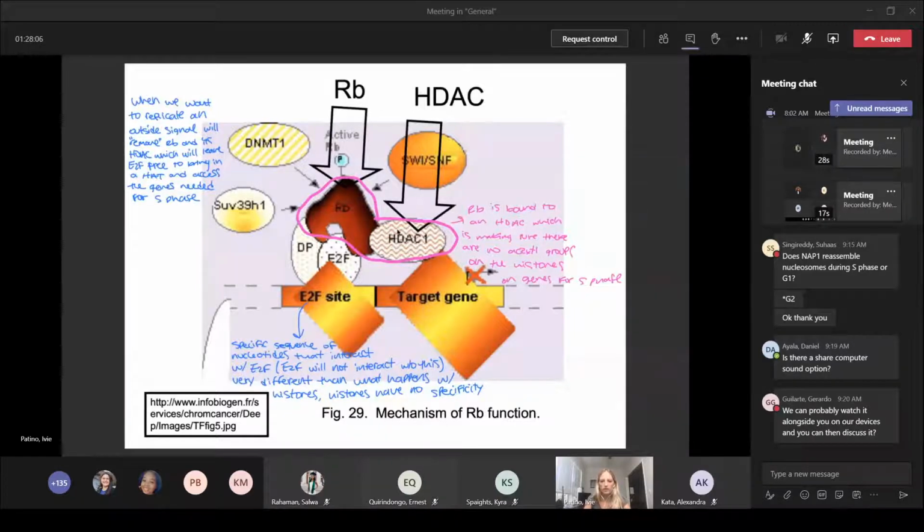So RB binds to this HDAC, and if you remember what HDAC does, it removes those acetyl groups on the histones so that the histones can regain their positive charge and interact with negatively charged DNA. Then we get tightly condensed chromatin and our DNA is not accessible. So RB is bound to an HDAC, making sure there are no acetyl groups. If we can't access the genes that we need for S phase, we're not going to replicate our DNA, and we're not going to make new daughter cells. So RB binds to an HDAC, and its job is to inhibit this E2F.